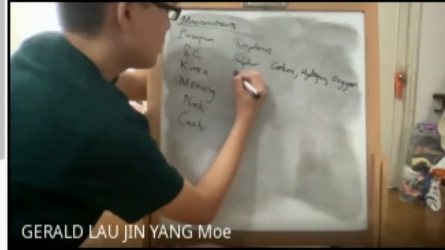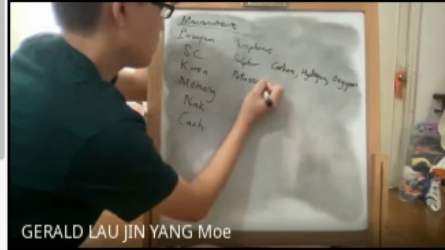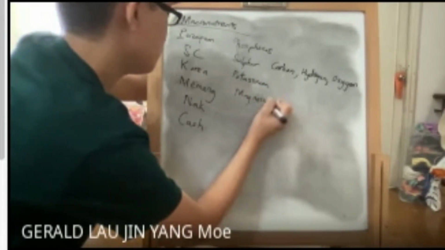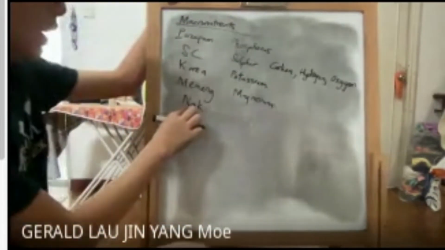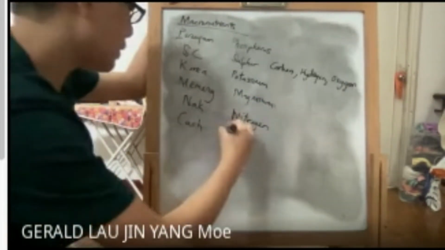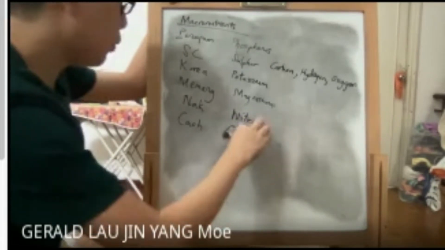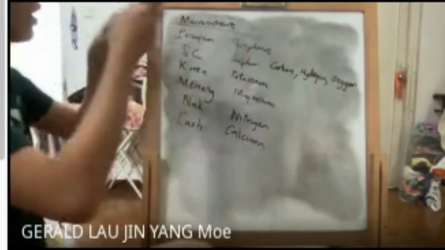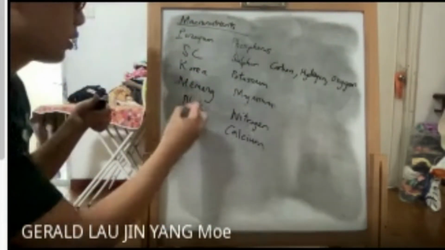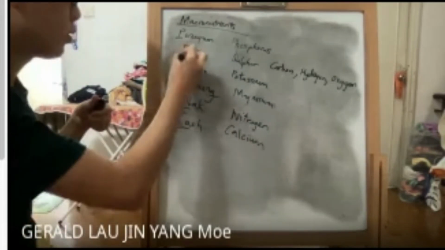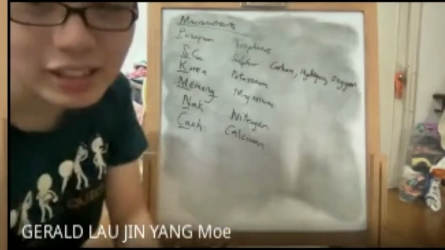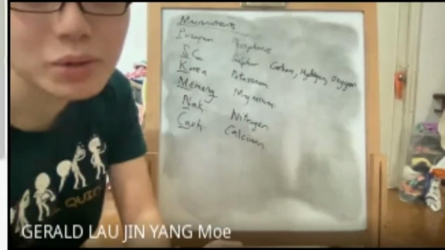K here is potassium. M and G, so magnesium. N here is nitrogen. And then Ca over here is calcium. So how many? 1, 2, 3, 4, 5, 6, 7, 8, 9. This is your macronutrients. Perempuan sains Korea memang nak cash. Understand? This is how you memorize the macronutrients.